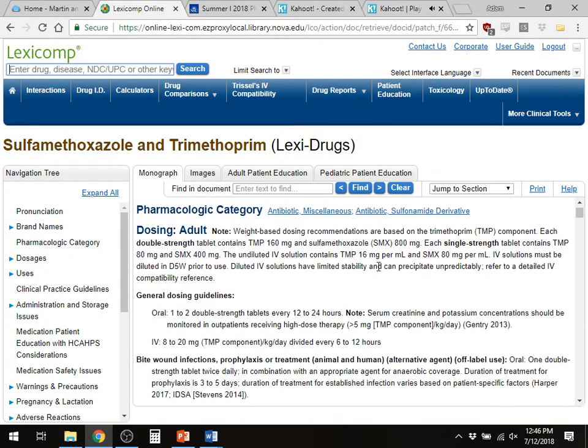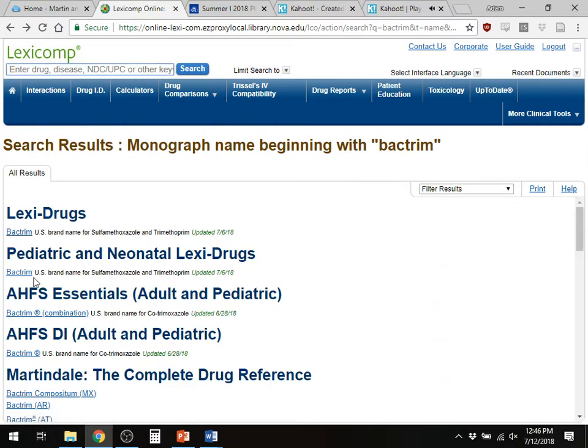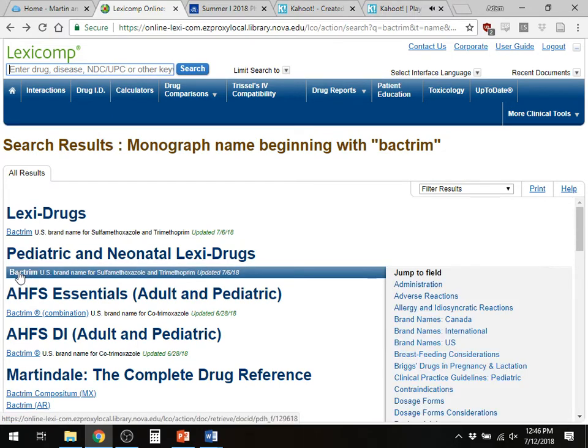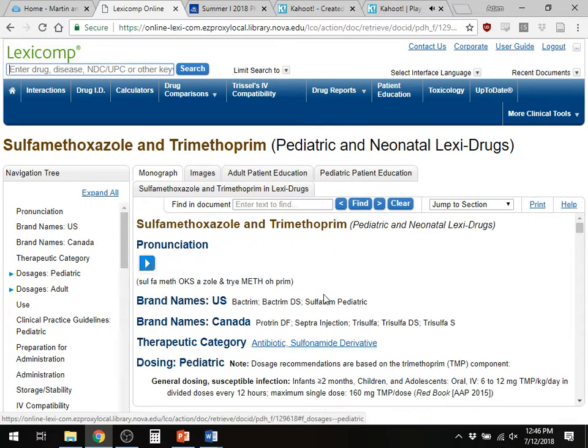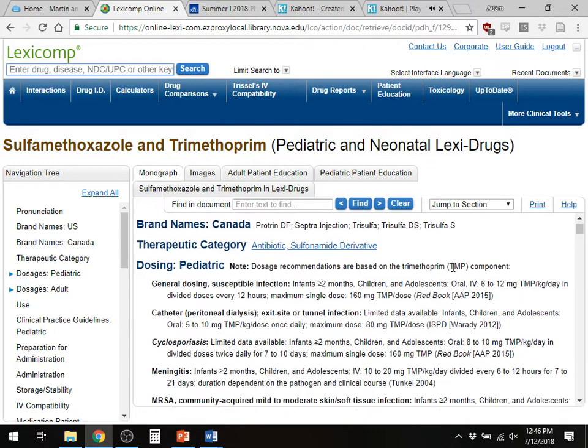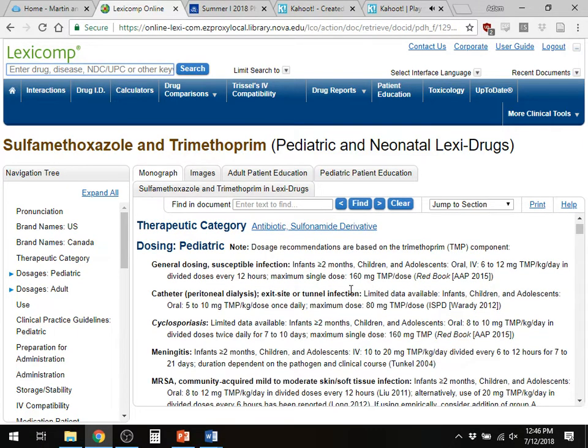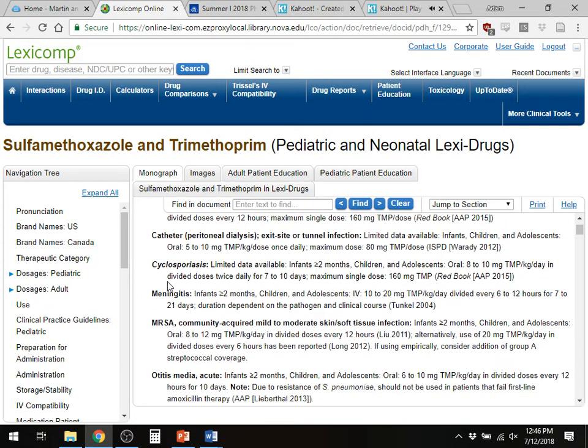So if you look at the actual dosing here, let's do a PEDS prescription because that's what's on your assignment. So I'm going to go to the pediatric/neonatal Lexi drugs and click on that. It's all the same information, but it'll put the pediatric stuff first, essentially. So it'll give you a better idea what you're going with. So again, let's say we're doing pediatrics. Say we're going to do like a 3-year-old kid. Say he weighs 10 kilos, okay, for our purposes.